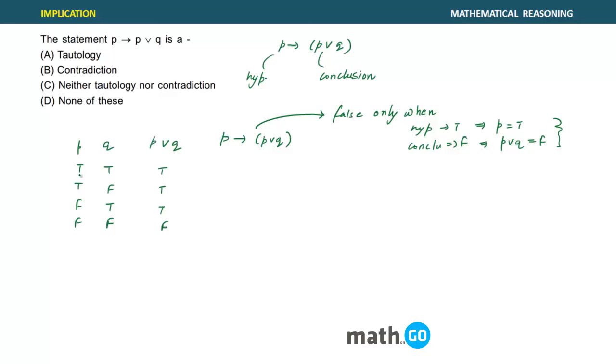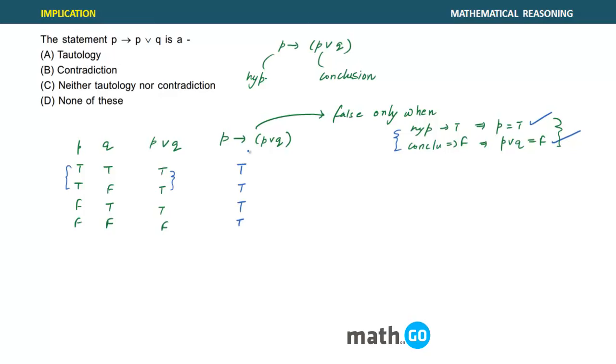Let's see. You have P true, this is true, so the answer to this will be true. No problem. We just have to look for where P is true and P or Q is false. Just look around, you will not find this. Why? Because there are only two rows where P is true and for both of them the conclusion is true. So that means this is true. If P is false, then there is no problem at all. You just simply replace it with T.